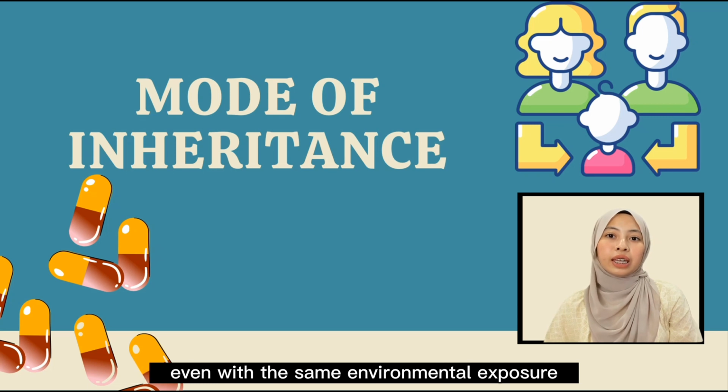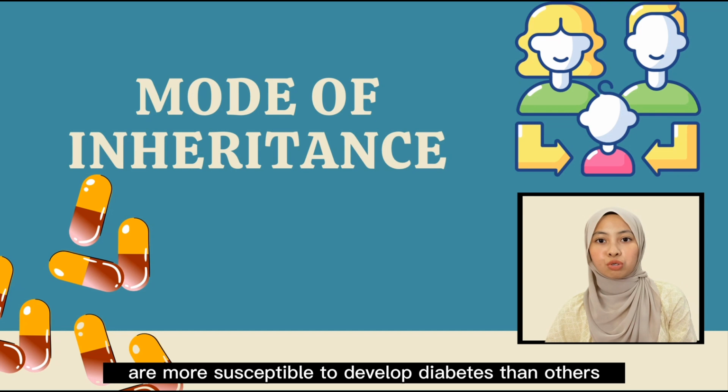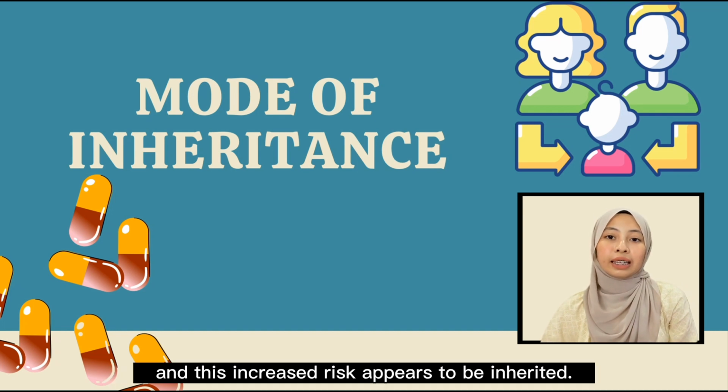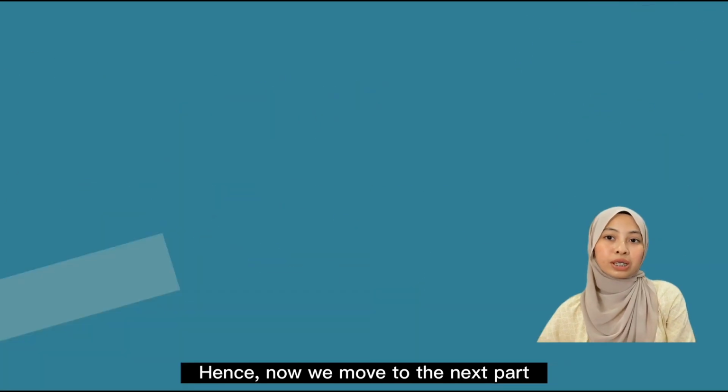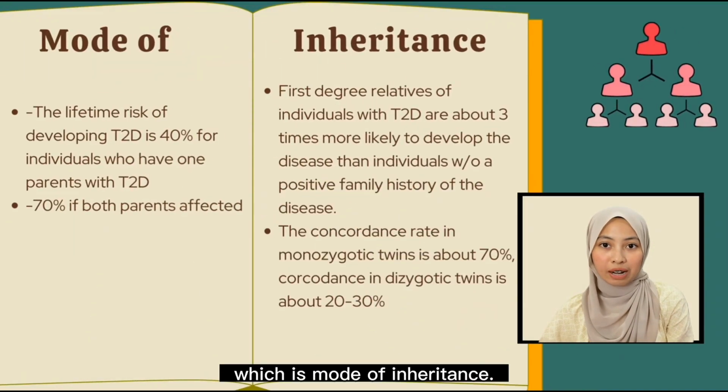These environmental factors clearly play a major role in the development of diabetes, but they do not impact everyone in the same way. Even with the same environmental exposure, some people are more susceptible to developing diabetes than others, and this increased risk appears to be inherited. Hence, now we move to the next part, which is mode of inheritance.